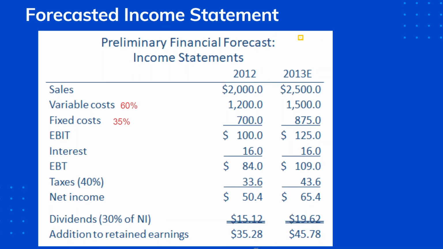Then we calculate the whole production cost and operating cost, which is represented by variable cost and fixed cost in this example. After subtracting variable cost and fixed cost from sales, we get operating profit, EBIT. EBIT subtracted by I is equal to earnings before tax. Remember that at this point, we assume that the interest payment will be the same, $16.